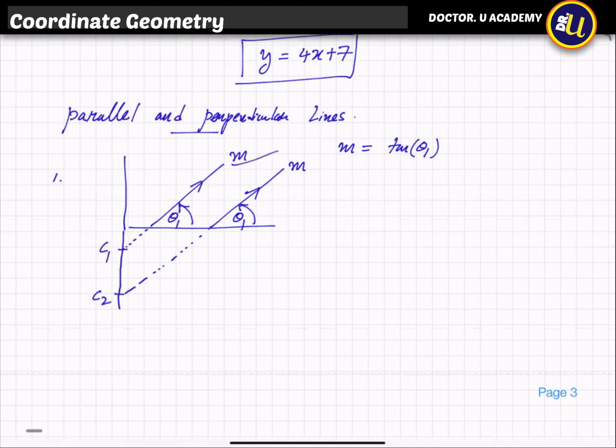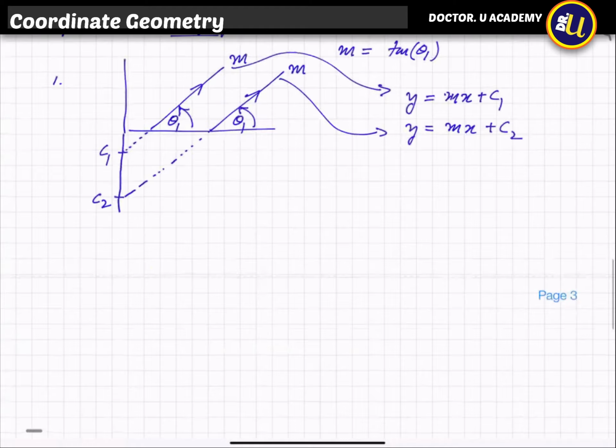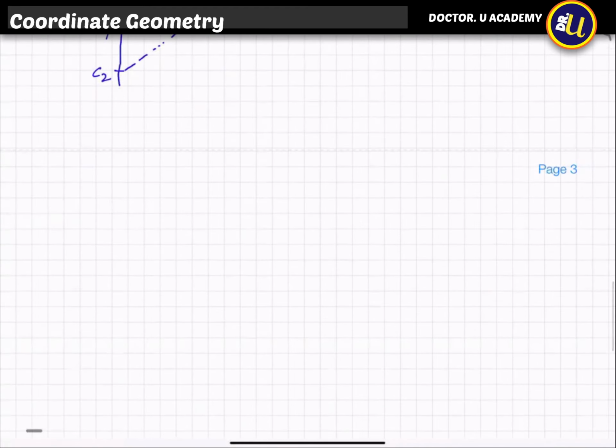For this line I can say the equation is y is equal to mx plus c1, where c1 is the y-intercept. For the other line you can say y is equal to mx plus c2, where c2 is the y-intercept of the other line.